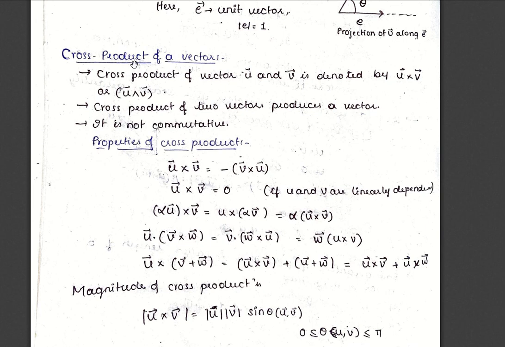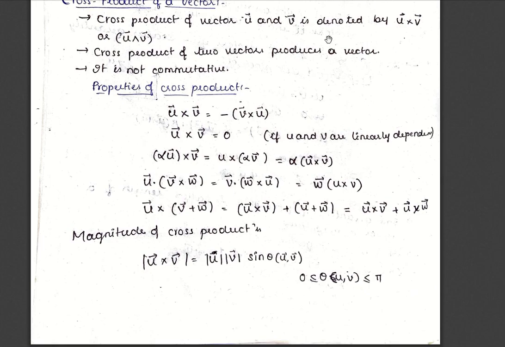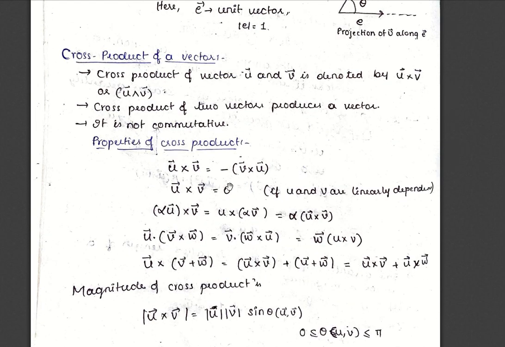Cross product of a vector. The cross product of the vectors is denoted by u cross v. As we have seen, the dot product is |u||v| cos theta, and u cross v is nothing but the same thing, only we have to take the sine of the angle instead of the cosine. So let us see some properties of this.